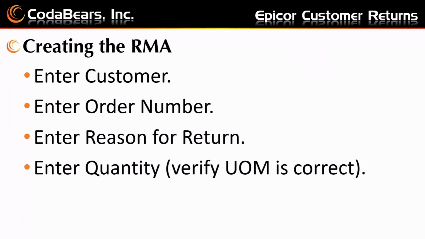So to create the RMA, you're going to enter your customer. You have to have a customer. You must have an order number that the material is associated with. If your settings force you to have a reason, you'll have to have a reason for the return from your reason codes. And you'll have to have a quantity. And you should verify that the unit of measure is correct on the RMA.